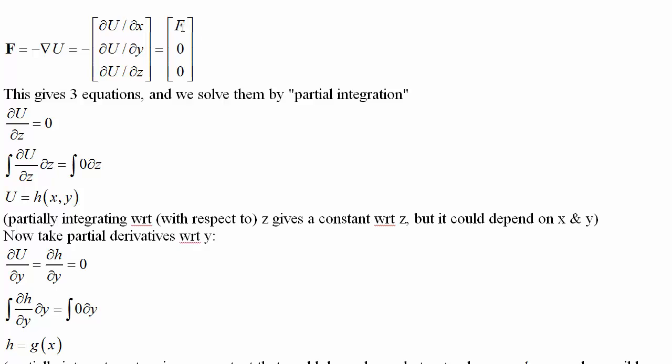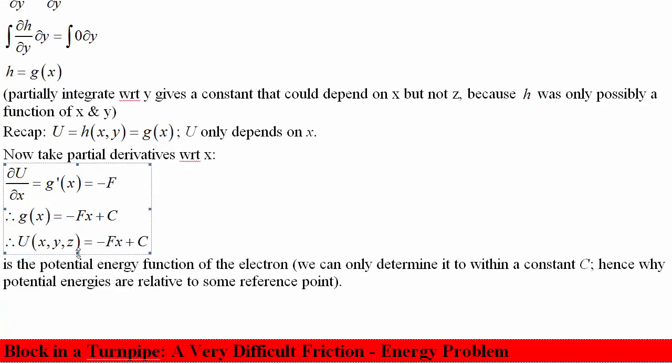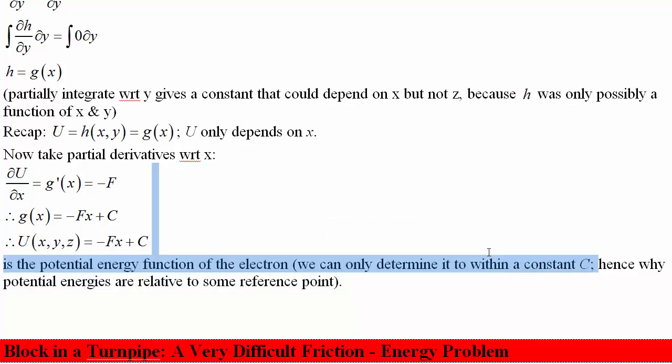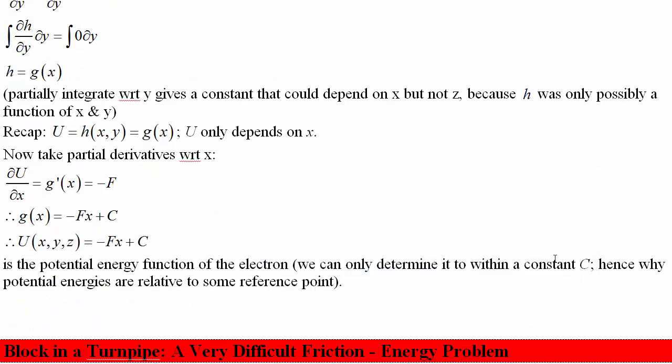Now the third equation, the last one we're going to need to do: del u by del x is negative f, but del u by del x from here was g prime, so g prime equals negative f, which means g is negative f times x plus some constant, and the potential energy is negative fx plus c. The potential energy function we can find from knowing the force can only ever be determined to within a constant. That's not just a case for this electric potential energy function we were doing here. That's true in general. Potential energies are always relative to some reference point.